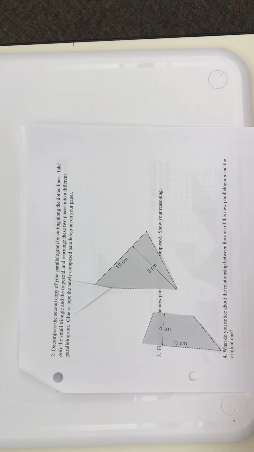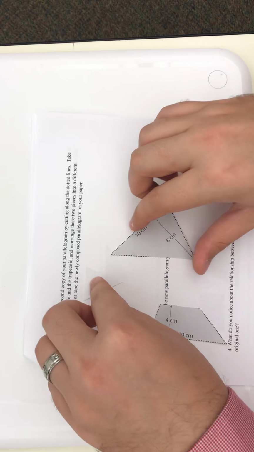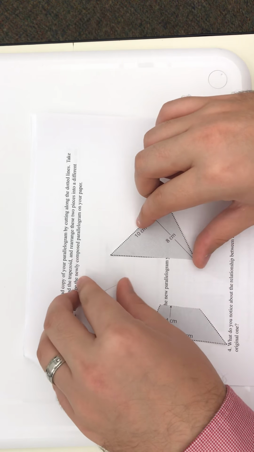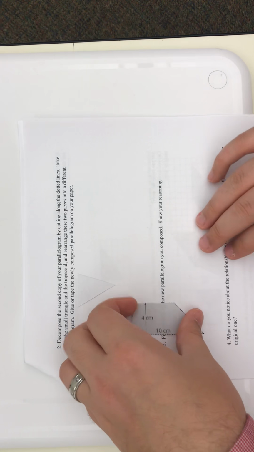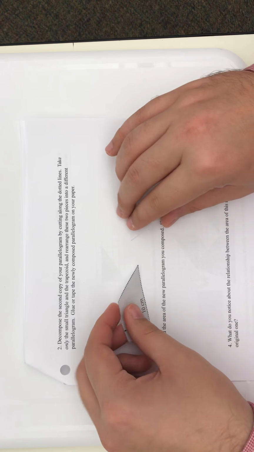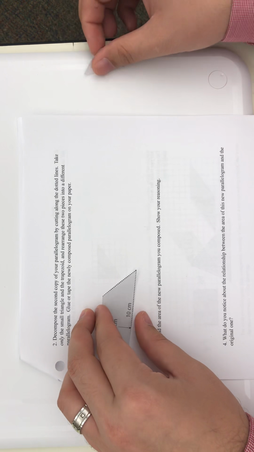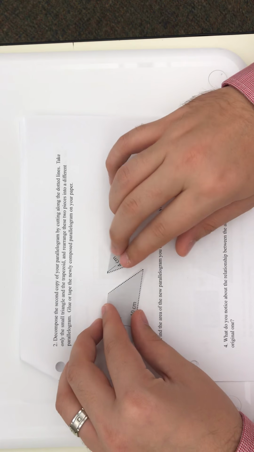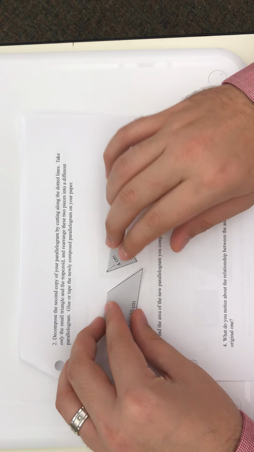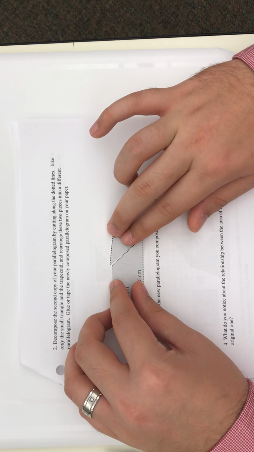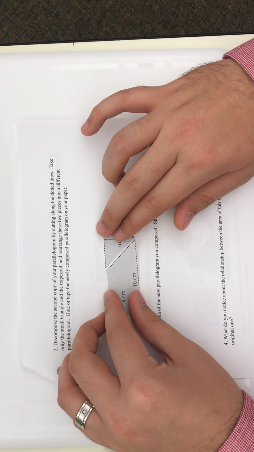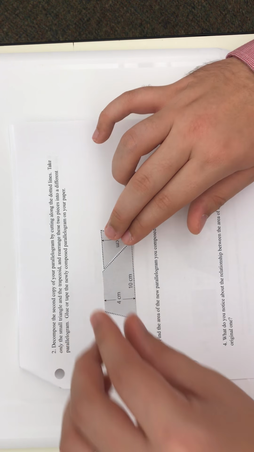And then it says take only the small triangle and trapezoid. Notice I have a small triangle, a large triangle, and a trapezoid. It says take the trapezoid and the small triangle. I'm going to take this away because I don't need this, and rearrange these two pieces into a different parallelogram. So I want to arrange this into a different parallelogram. So what I'm going to do is something like this, and I'm going to tape this down. So there's my parallelogram.